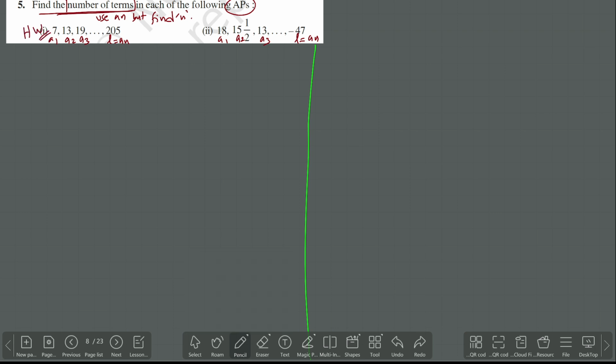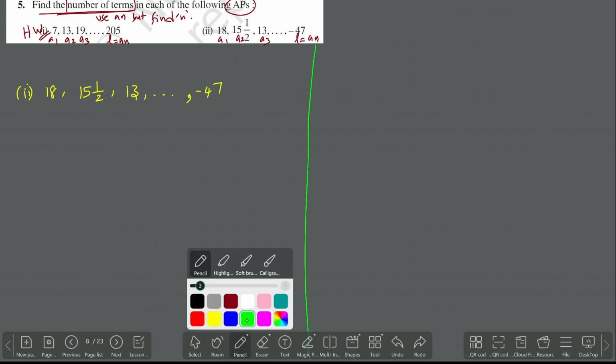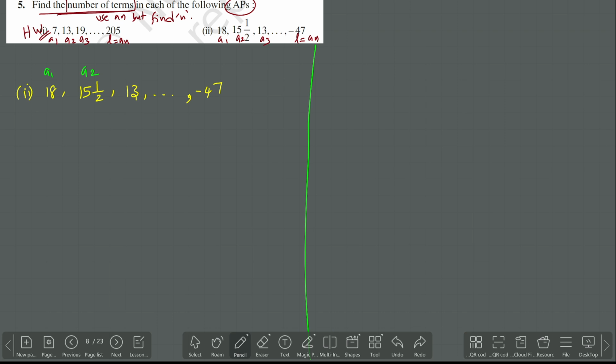Second one I will do. Is it okay? Right. Now I'm going with the second question, children. In the second, first let me write the AP better. 15 1 by 2, it's a mixed fraction. 13, it's going on till minus 47. Then that's my first term, second term, third term, last term we can consider as an.